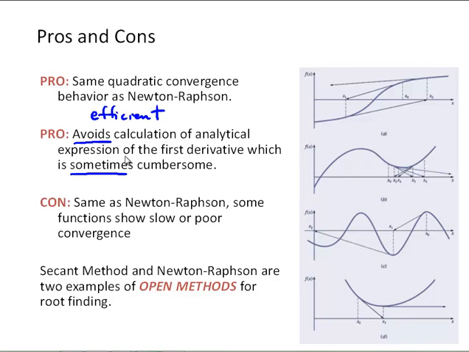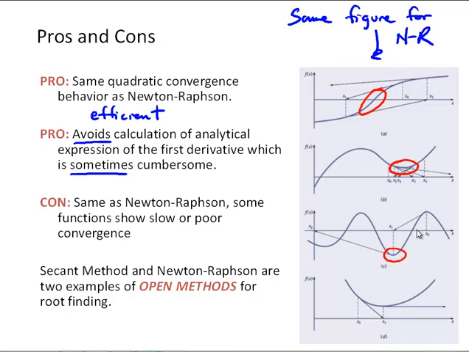One con, similar to Newton-Raphson, some functions are going to show slow or poor convergence. And this is the same figure I went through for Newton-Raphson, basically showing different situations where the algorithm does not converge on a root because of how the function is behaving. Things that cause problems are inflection points, local maxima and minima. Here are local maxima and minima, these last three examples. Those are things in functions that can cause problems.